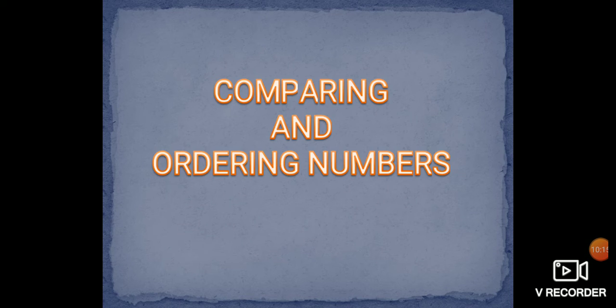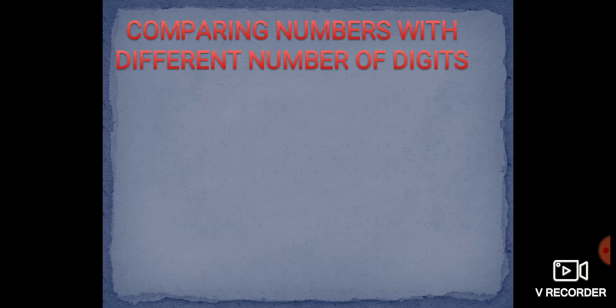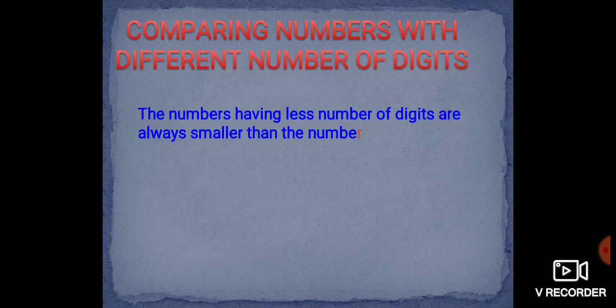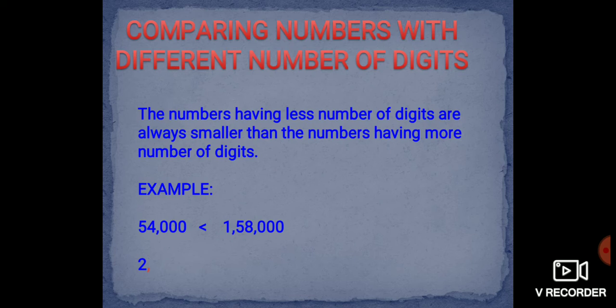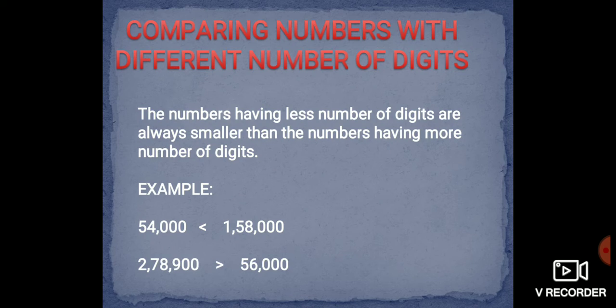Now comparing and ordering numbers. Comparing numbers with different numbers of digits. The number having fewer digits is always smaller than the number having more digits. Example, 54,000 is smaller than 1,58,000 because 54,000 has 5 digits, whereas 1,58,000 has 6 digits.